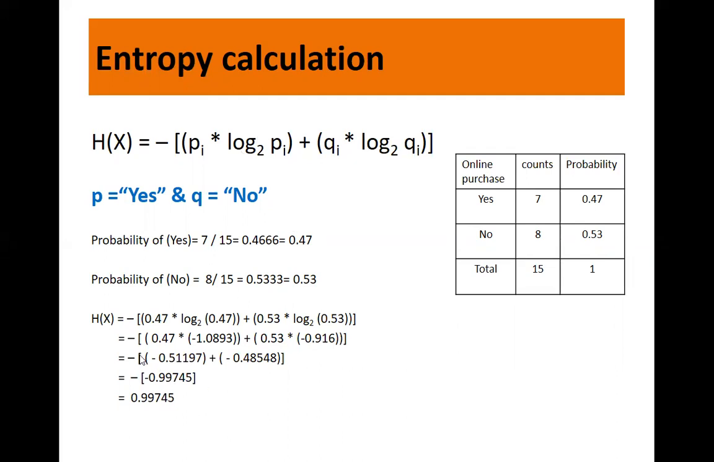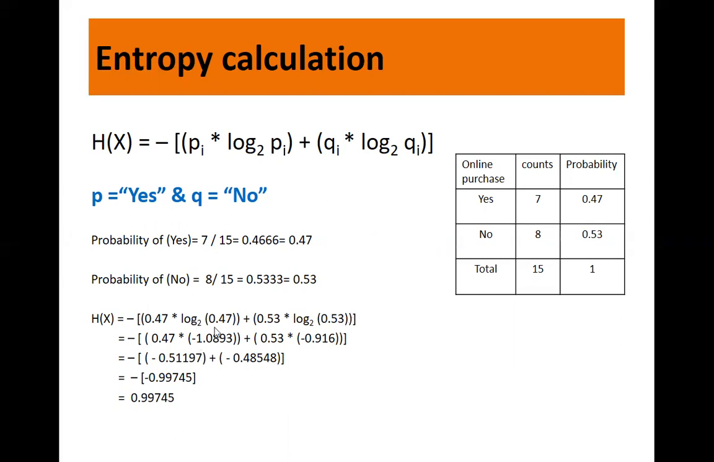So here H(X) is equal to minus 0.47, which is nothing but Pi, that is yes, into log of 0.47 to the base 2, that is Pi log Pi to the base 2, plus Qi, that is no, with probability 0.53, into log of 0.53 to the base 2. Once you substitute the values, now calculate the logarithms.